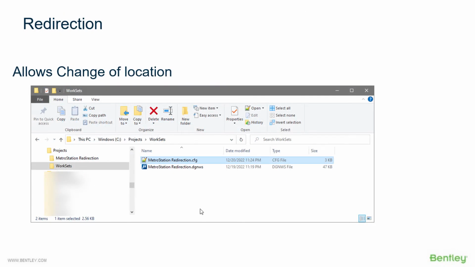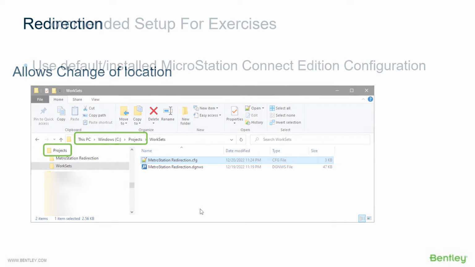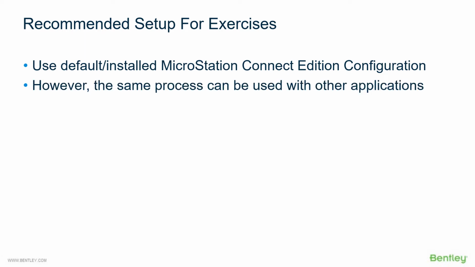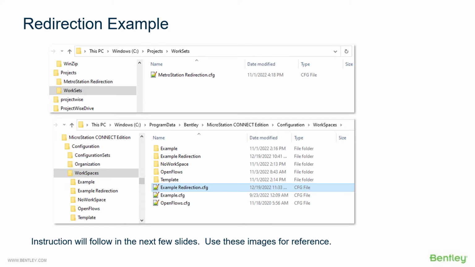As a reminder from the previous lesson, redirection allows the change of location. The example we discussed was to move the projects so that they are not under the workspace. I highly recommend using MicroStation and the default installation folders for this exercise. However, the same process can be used with other applications. This image shows what we will accomplish.